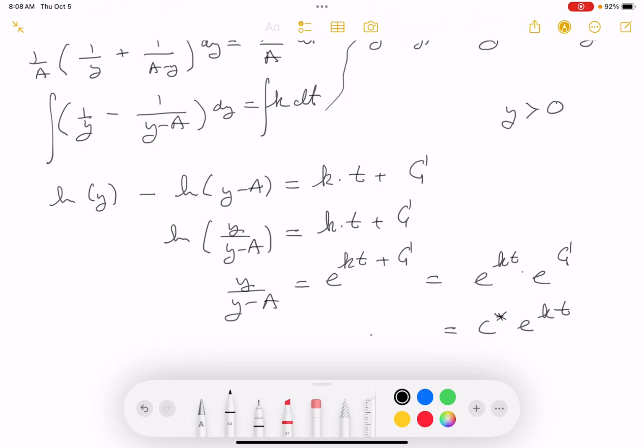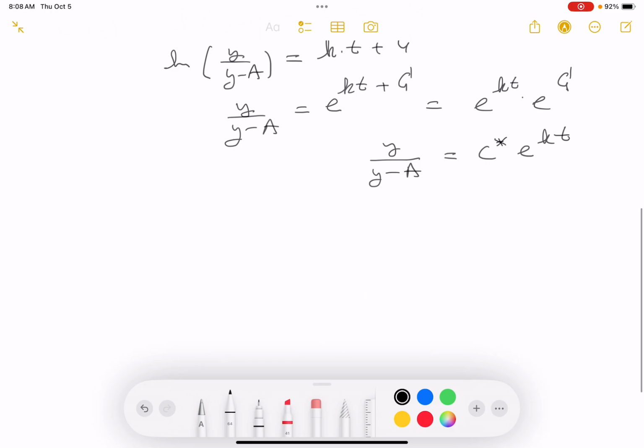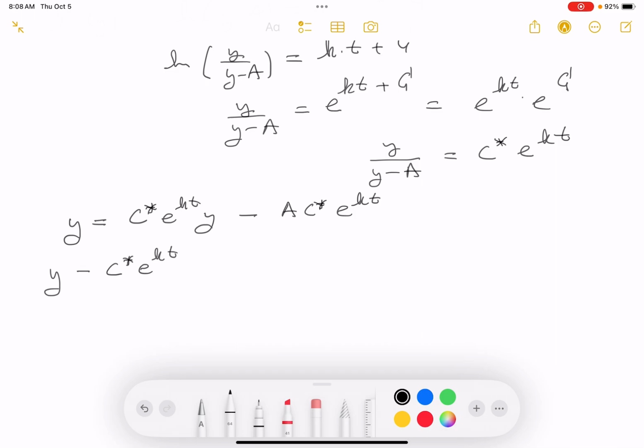And what do you get over here? We get y, and you get y minus a there. Again, I'm trying to solve for y. Can it be done? I think so. Let's write this over here. I get y equals c star e to the kt times y minus a c star e to the kt. All right? I'm going to bring the y's on one side, and what do you get? You get y minus c star e to the kt y equals minus a c star e to the kt.